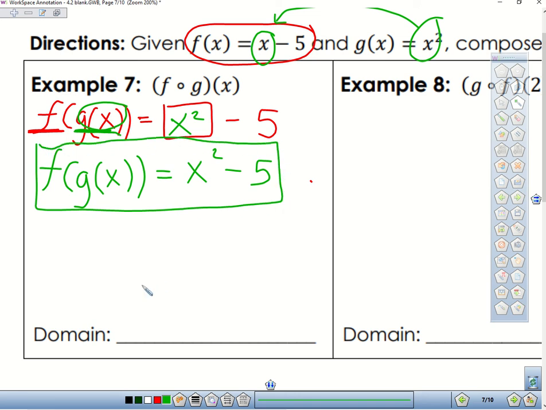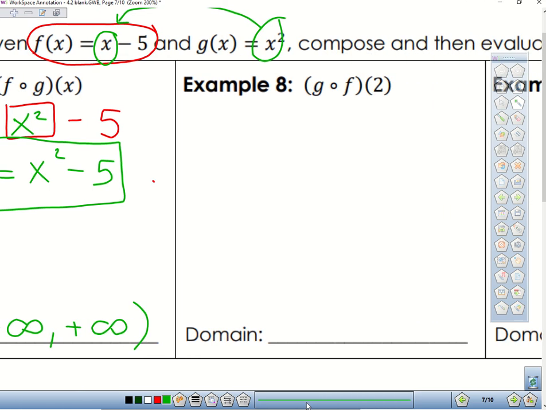Now looking at this new function, what do you think the domain of this new function is? Anything restricting about it? No. So the domain is? Negative infinity to positive infinity. Good. So does that make sense how to do f of g of x? Alright, we're going to try the next one.